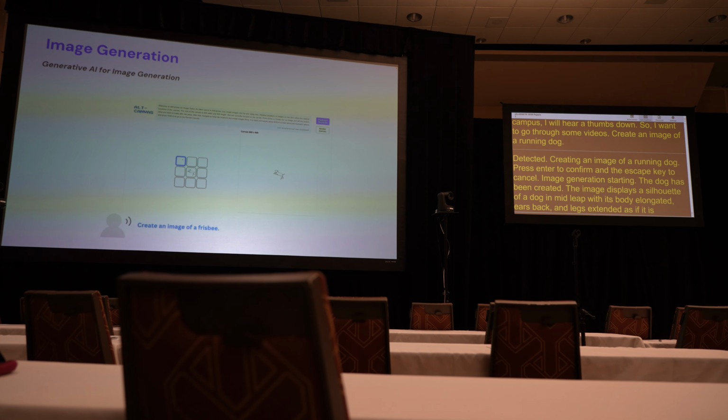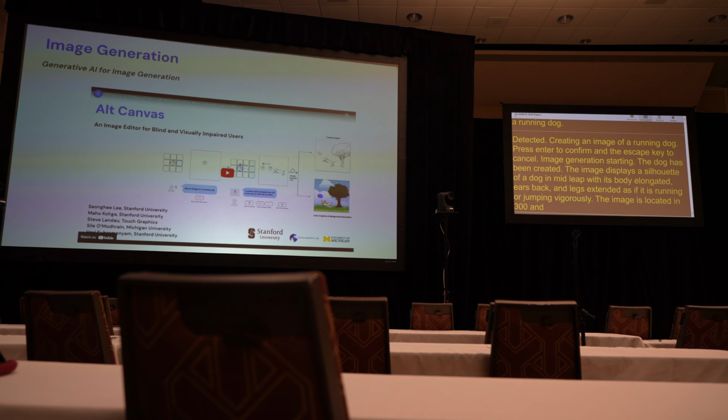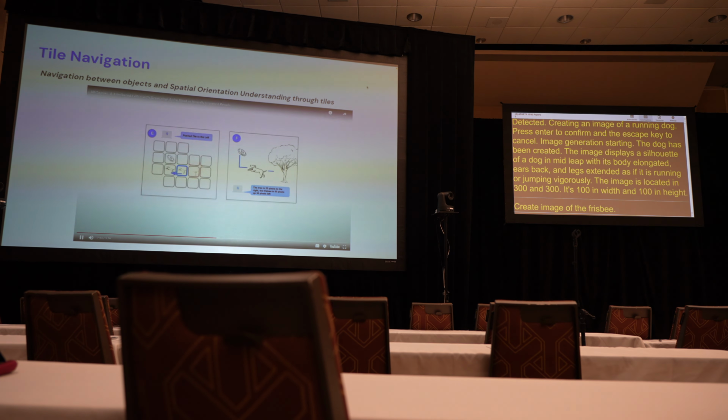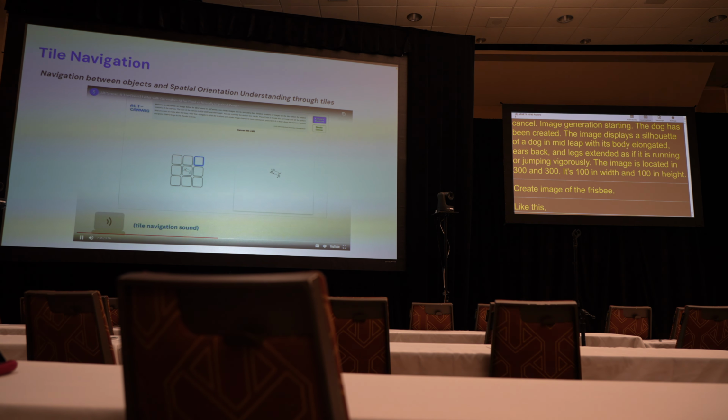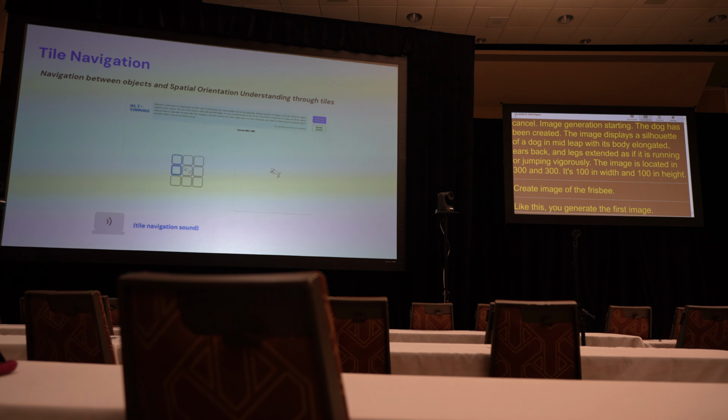Create an image of a frisbee. So, like this, you would generate the first image. And now let's go. The user will hear up-down sounds and left-right sounds when they move through the tiles. When reaching the edge, they will hear a thump sound. On a tile with an image, they will hear the name of that image.